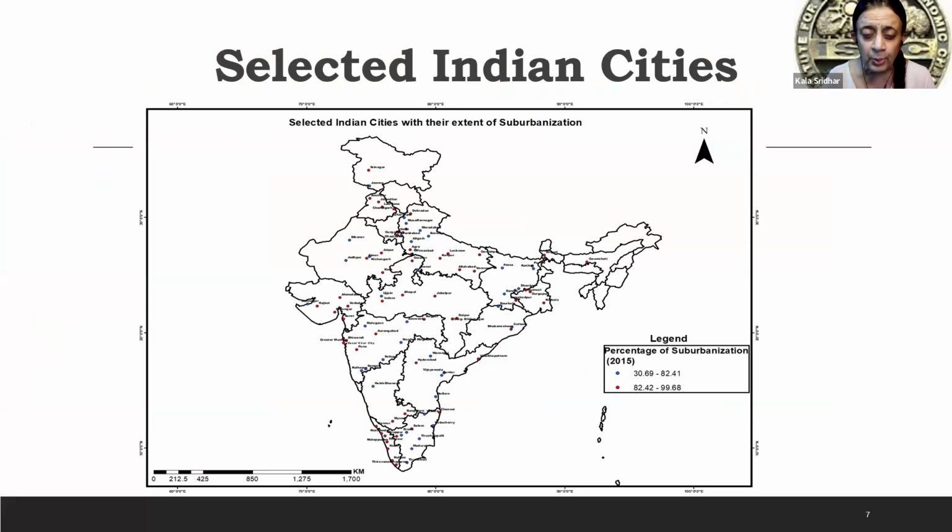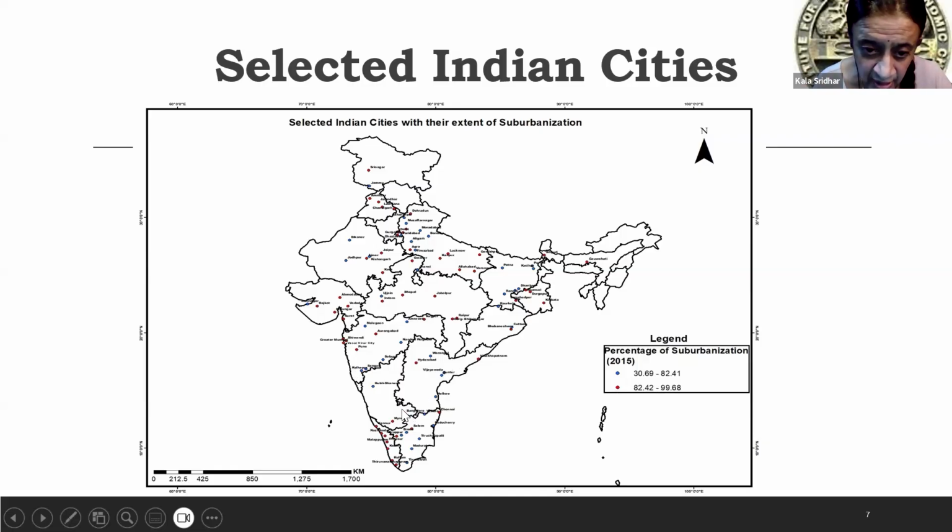So this is a map of India cities with all the 100 cities that we did the suburbanization analysis for. And there are only two kinds of dots here. There is a blue dot, which basically shows the less suburbanized cities between 30% to 82%. And the red dots are the ones which basically sprawled, right? The cities indicated by the red dots are suburbanized anywhere from 82% to 99%, right?